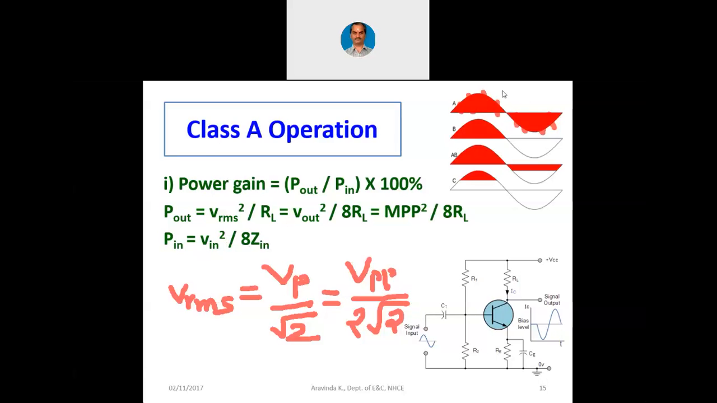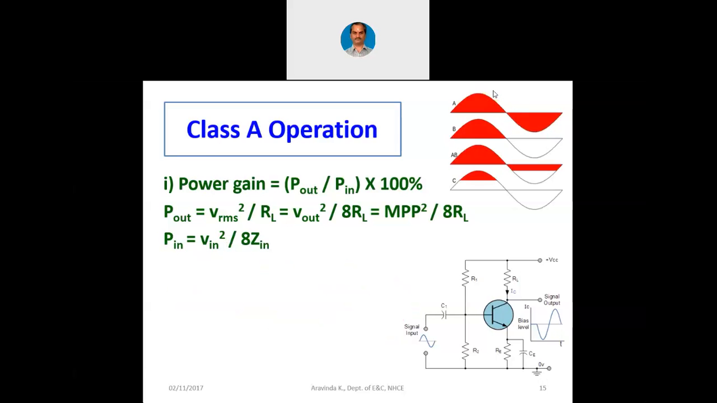Now using this, we can find out the power gain, that is P out by P in. Later on we will see how to find out the efficiency of the circuit also. Now this is the power gain.